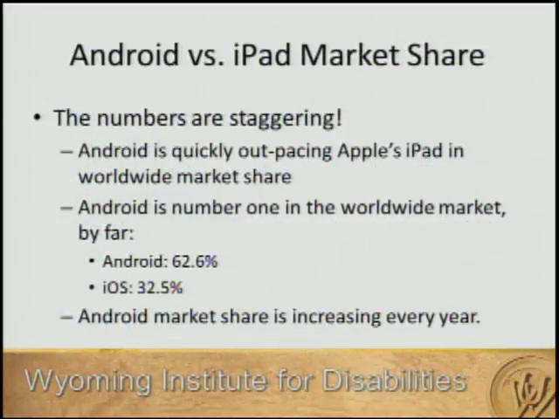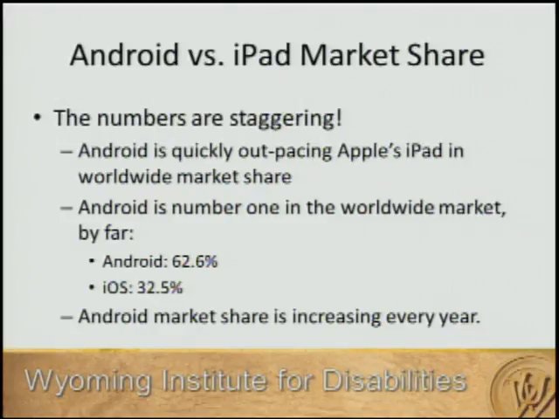Android versus the iPad in the market. The numbers are staggering. Android is quickly outpacing Apple's iPad in worldwide market share. Android is number one in worldwide market share by far. Android has a 62.6% market share, and iOS iPad devices have 32.5%. And I'm just talking about tablets. I'm not talking about phones, which Android also is a leader in.